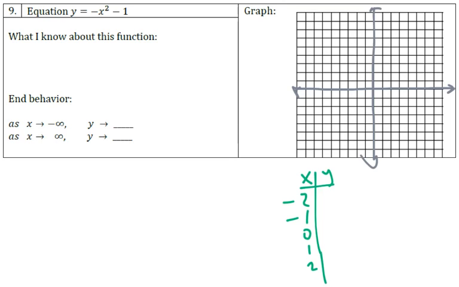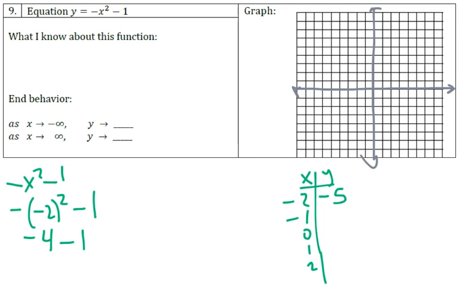So, negative x squared minus 1. So, negative 2 squared minus 1. Negative 2 squared is a positive 4. Negative 4 minus 1 gives us negative 5. If we did it with a negative 1, negative 1 squared is 1. So we keep that negative because there's a negative outside of the parentheses. Keep that negative, we get negative 2. If we put 0 in, 0 for x squared would just be 0. It would be minus 1, right?